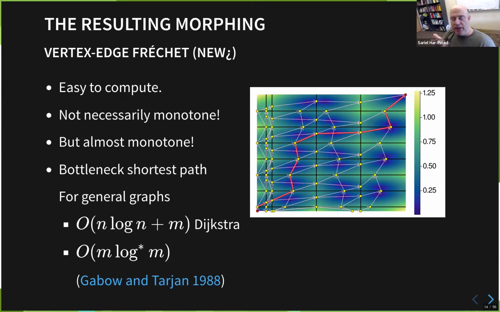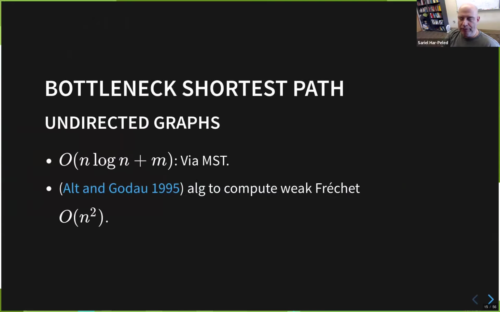And it turns out that for a general graph, you can just do essentially Dijkstra, which is a good idea to do because Dijkstra is easy to implement. Or it turns out that Gabow and Tarjan have a very nice algorithm that in fact can do it in m log star m. If you want to read the beautiful algorithm, I recommend it. It's a very nice algorithm.